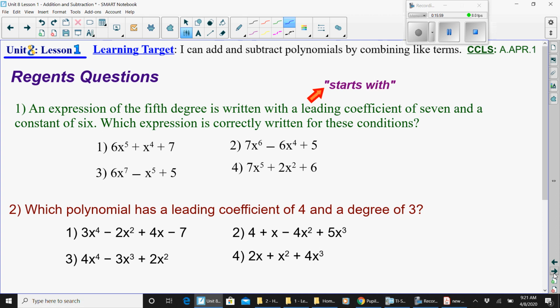Right, here's some Regents questions. Give it a try before I give you the answers. All right, you press pause now.